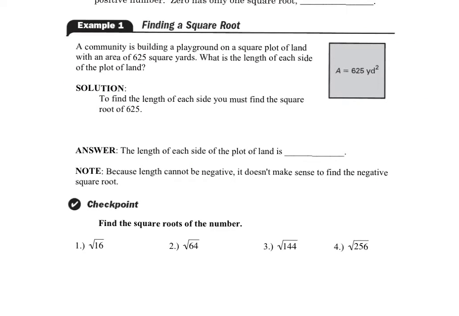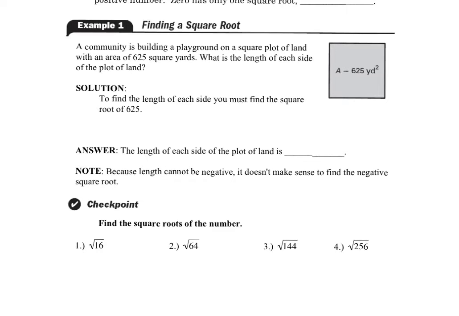All right, so this first example actually has us doing a little bit of area. It says a community is building a playground on a square plot of land with an area of 625 square yards. What is the length of each side of the plot of land? Well, we need to remember a little something about area.